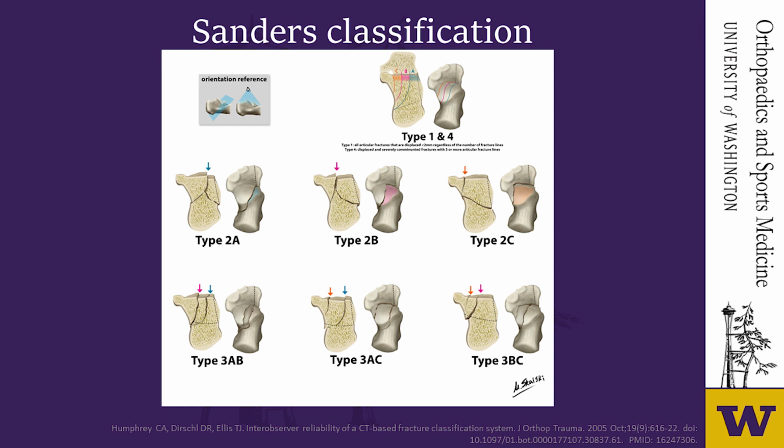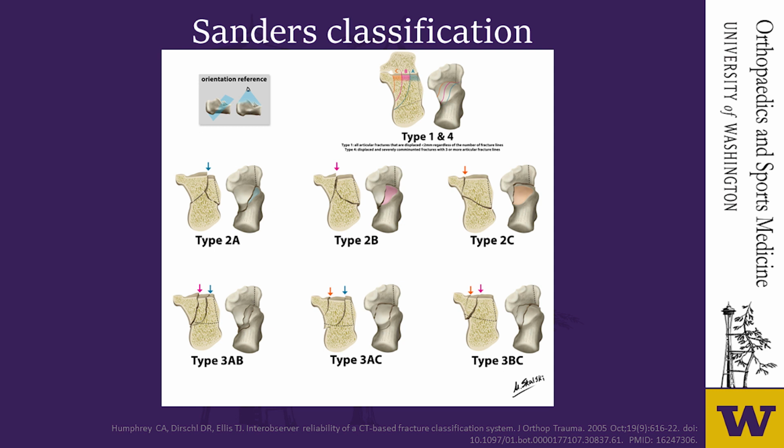Type 3 fractures have three parts with a centrally depressed articular fragment. And type 4 fractures are highly comminuted with at least 4 articular segments. Fracture lines are described as A through C from lateral to medial. And despite its widespread use, several studies have demonstrated poor reproducibility with inter-observer reliability ranging from 0.2 to 0.5 and intra-observer reliability from 0.3 to 0.5.